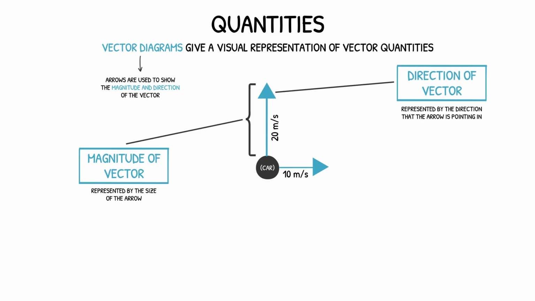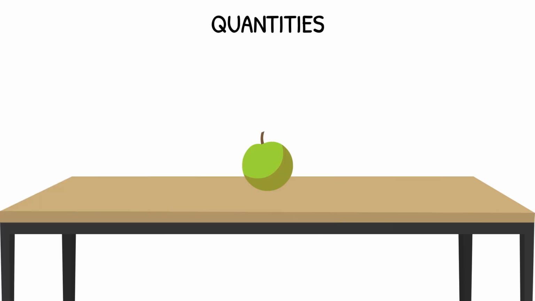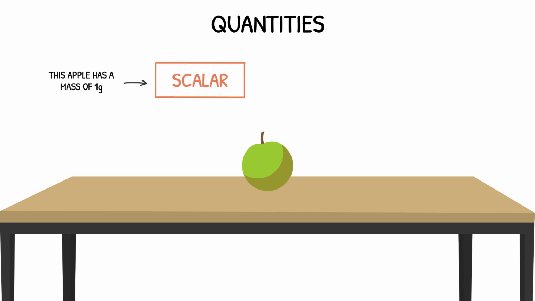Let's take a look at another example. Here we have an apple on a table. If I were to tell you that this apple has a mass of 1 gram, then this would be an example of a scalar quantity. This quantity tells us how much matter makes up the apple, but does not specify the direction that this matter is acting in. Therefore, our quantity has a magnitude, but it does not have a direction. In this example, our magnitude is 1 gram.